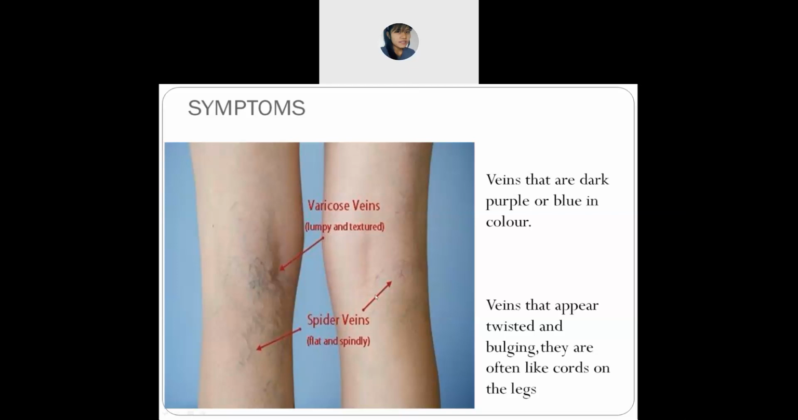And apart from that, you will find spider veins also. And the spider veins, what will you find? You will find that they appear to be thin, and you will find them under the skin surface. And compared to the varicose vein, you will find that spider veins are thinner. All right, they are thinner compared to the varicose vein.